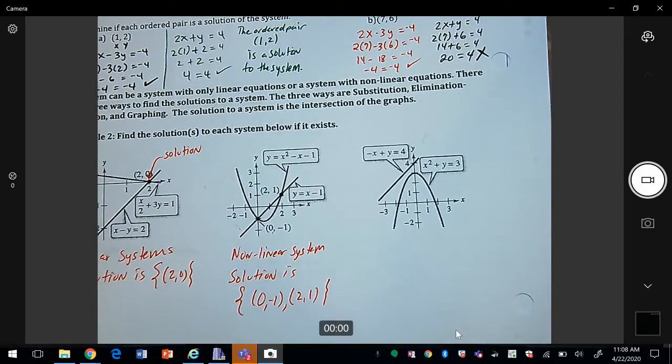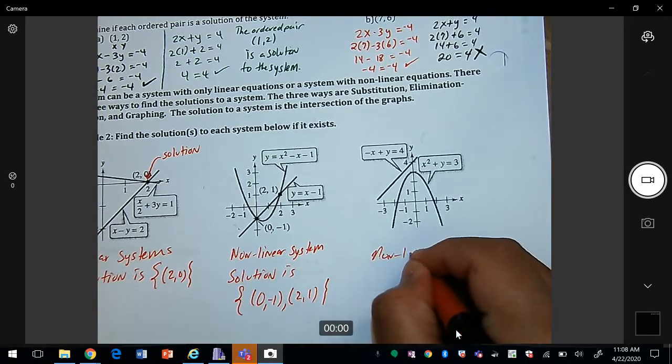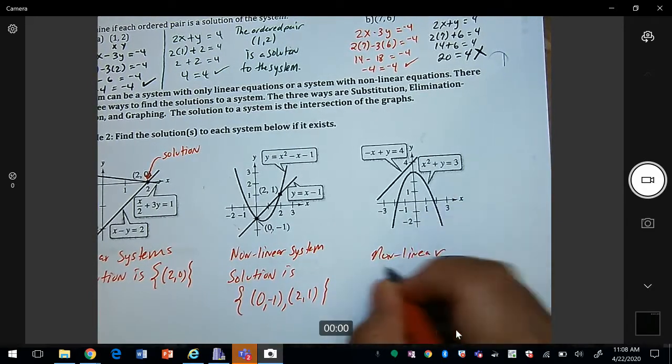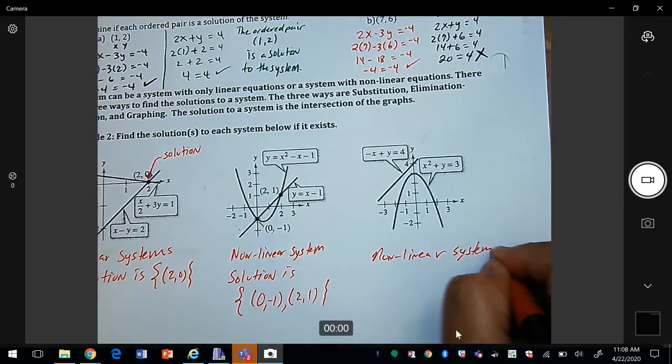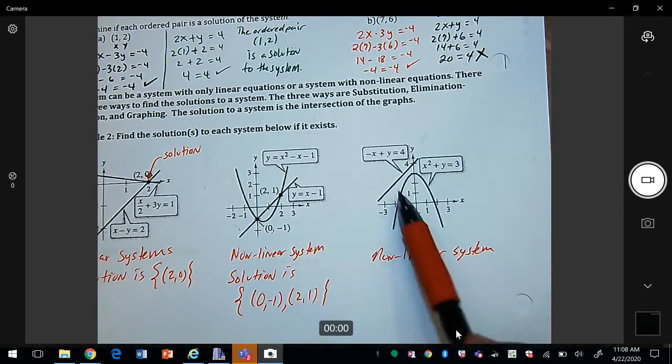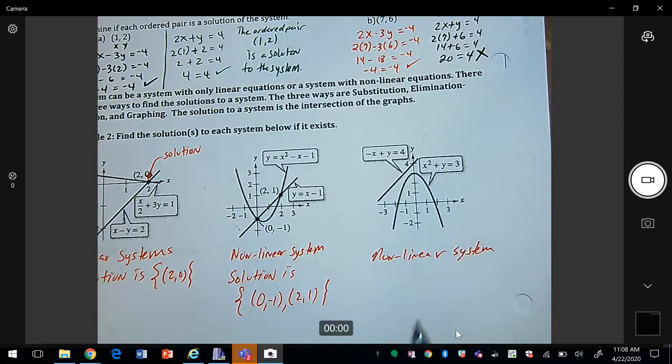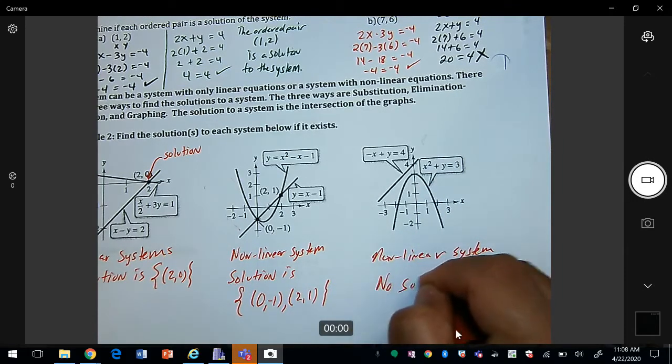And then the third one is still nonlinear since we have a parabola involved. And notice that the line and the parabola never intersect. So we say there's no solution.